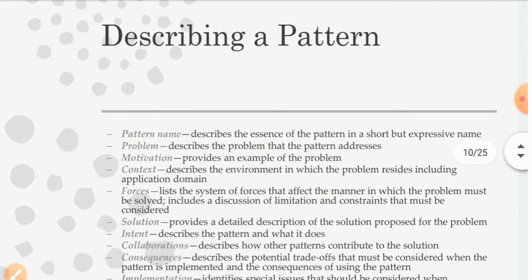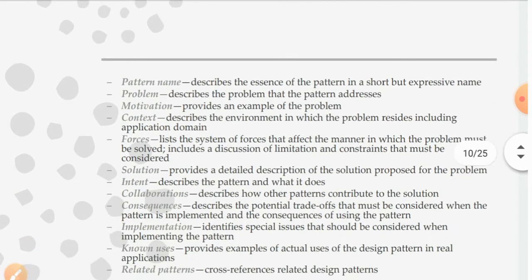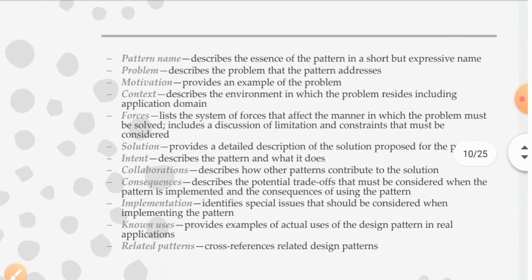Now the next one is describing the pattern. How can we describe our pattern? The first one is the pattern name, which describes the essence of the pattern in a short but expressive name. If I take the ATM, the pattern name is the ATM machine.